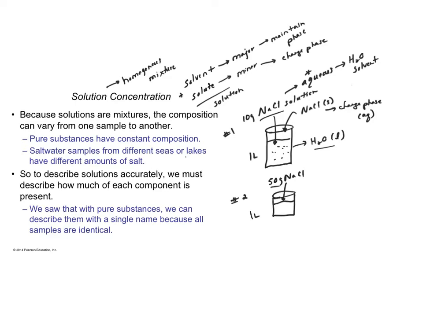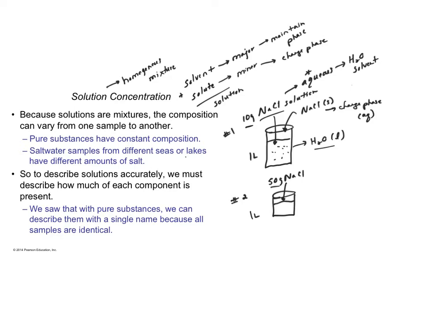This one's got 50, and if you tasted it, it would taste really, really salty. This one's got 10, it's got less. It's not going to taste as salty. They are different solutions. And so because of that, anytime we're dealing with these types of things, we have to specify the actual amount of solute relative to solvent, because that's going to change the overall solution. Okay, so that's the basis, the background behind what we're going to talk about.